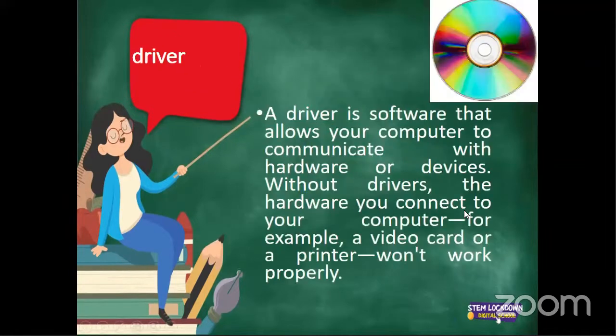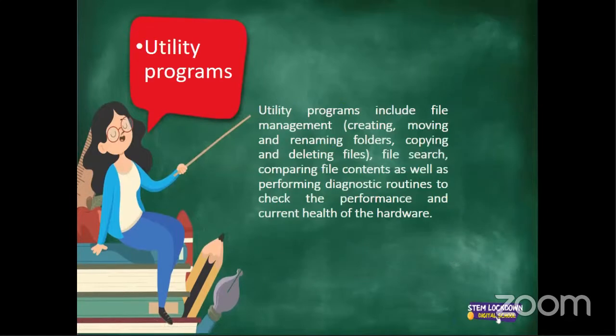Now, like yesterday, I said under the system software we've got the utility programs. Remember they mentioned antivirus as one of the system software. Then I said no, an antivirus is a utility program, hence it is found within your system software. The utility programs include file management, like creating, moving and renaming folders, copying and deleting files. That facility within your operating system is called a utility program. File search, comparing file contents, as well as performing diagnostic routines.